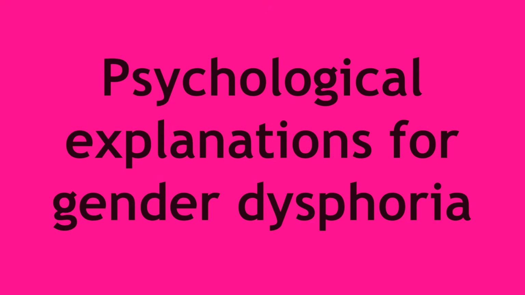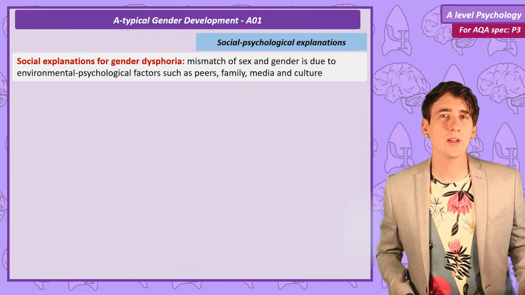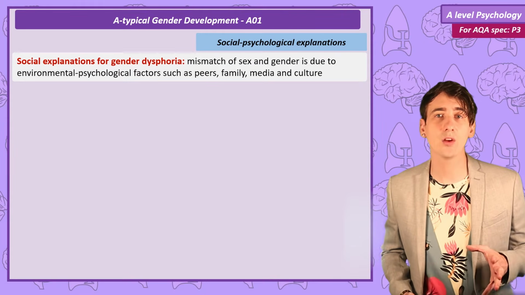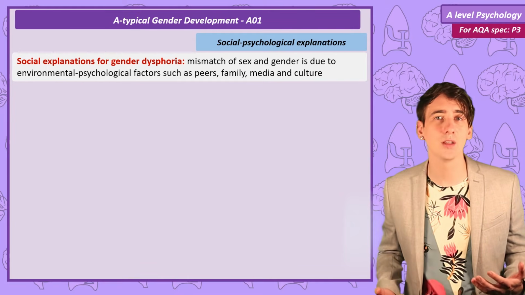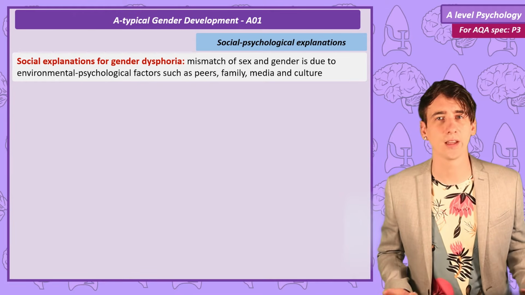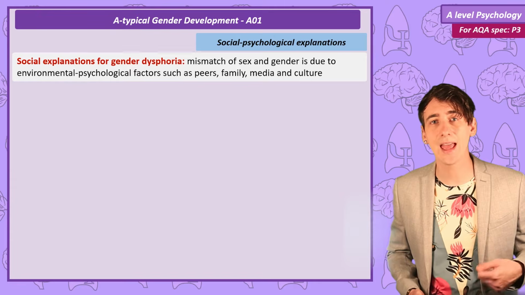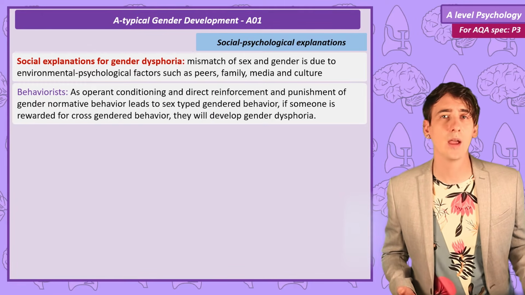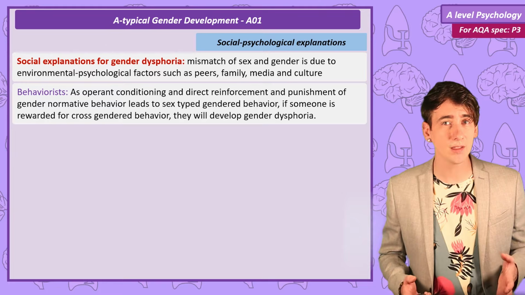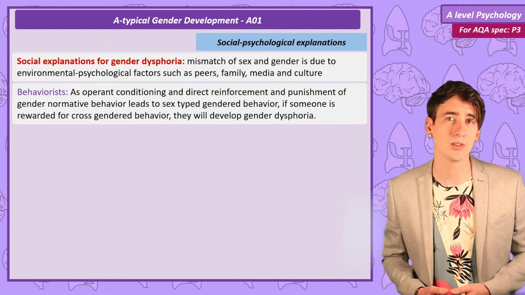Psychological explanations for gender dysphoria. If we're explaining gender dysphoria with a social psychological explanation, we're suggesting that factors like the influence of family and peers, as well as wider society like culture and media, results in atypical gender development. Now, a behaviourist would say that people's behaviour, including gendered behaviour, are shaped by operant conditioning.